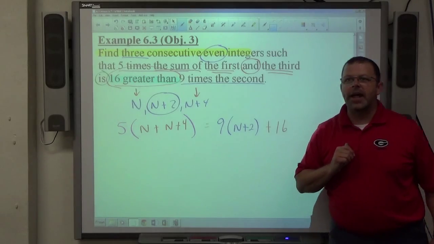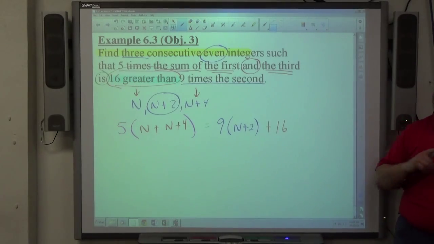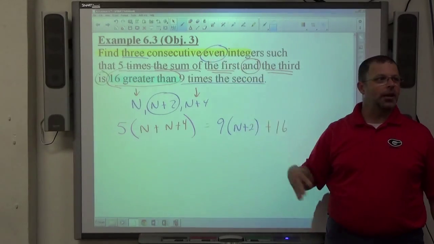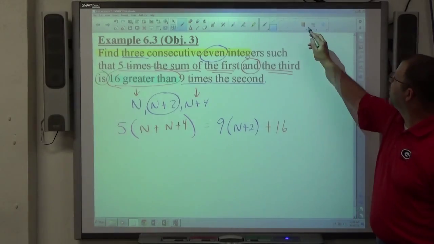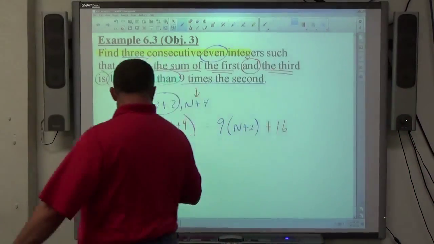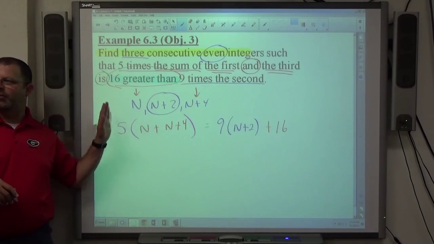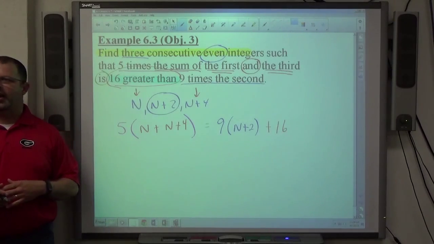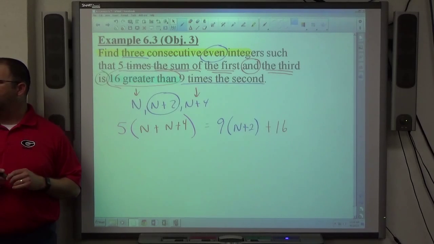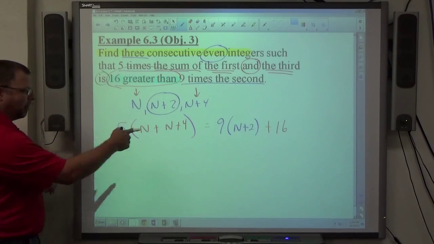If the answer comes out n equals 17, it doesn't work because it's not even. It should be an even integer. Hopefully it will be. We'll find out. So, 2 options here. You can add n and n to make 2n plus 4 before you distribute, or you can distribute first and add like terms. I don't care. It doesn't matter. Both are the same to me. I'm going to add them together first.